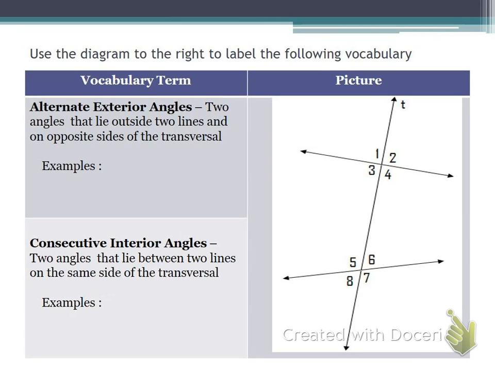Alternate exterior angles. So again, alternate means they're on different sides of the transversal T, but this time they have to be in the exterior parts, so not in between the lines. So one of my exterior angles is 1. Good, angles 1 and 7. Our alternate exterior, what's the other pair? 2 and 8, good.